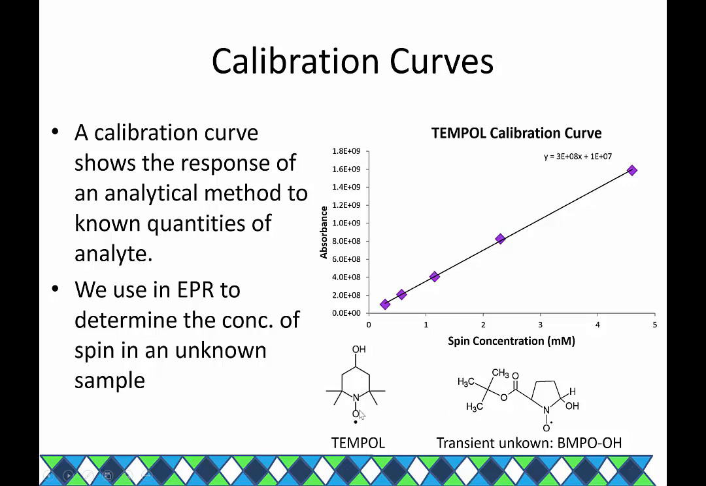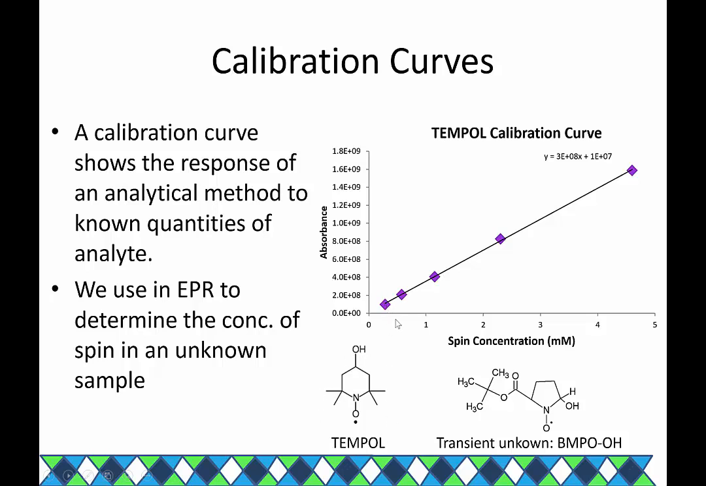So I've used this in my own research to determine the unknown concentration of a transient species. This is what we call a spin trap, where we react an organic molecule with a hydroxyl radical to create this more persistent species. So the way that we determine the concentration of a radical that we've trapped, we use the calibration curve with this species called Tempol, which is much more stable.